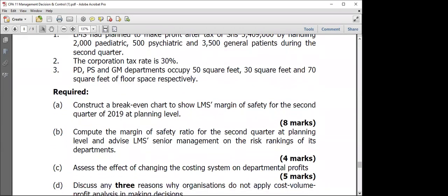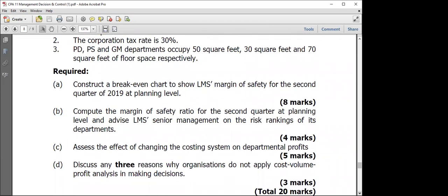They were also asking you things to do with margin of safety. Margin of safety is also with a break even. Basically, by margin of safety here, we are looking at where the organization is, what level the organization is at, as well as its break even point.